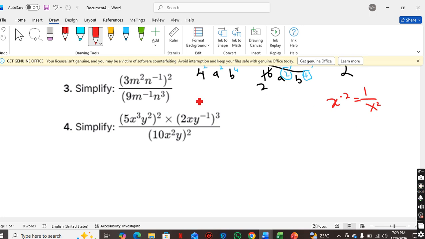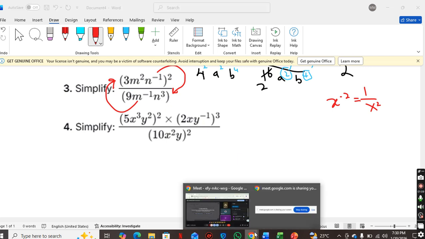Now, one trick I can give to you is, if you see a negative exponent on top here, just simply bring it down here. And if you see a negative exponent at the bottom, just bring it on top. Okay? That's what you need to remember. That's how you make your life easy. Okay? So this is the same example I'm going to apply here.